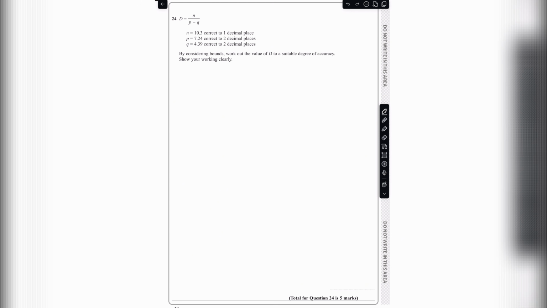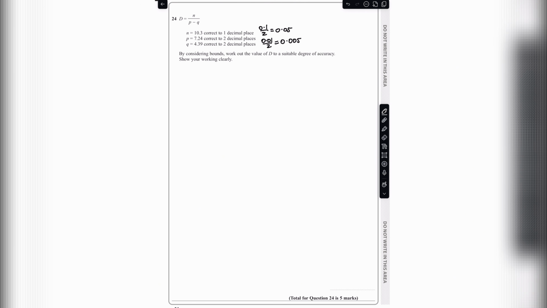In question 24, we are given an equation d equals n over p minus q and the following information, and by considering bounds, we have been asked to work out the value of d to a suitable degree of accuracy. So given that n has been rounded correct to 1 decimal place, we can divide 0.1 by 2, and that gives us a value of 0.05, and p and q have both been rounded correct to 2 decimal places, so we can divide 0.01 by 2, and that gives us a value of 0.005.